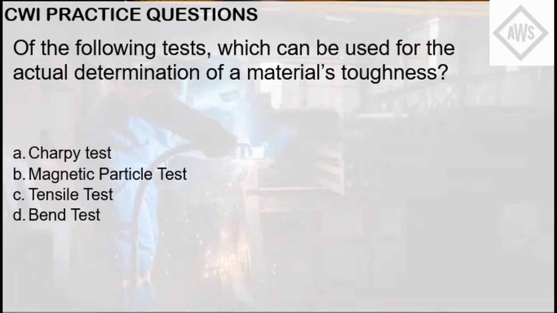So out of these choices, magnetic particle reveals the discontinuity of the welded metal, so that's not the answer. Tensile test reveals the strength of the base metal or the weld metal depending on what you conducted it on. Bend test actually reveals the soundness of the weld depending on the code or standard you are following. So the answer here is letter A, Charpy. Charpy is a type of impact test where you produce a notch on the metal, basically an intended discontinuity, and then you can measure its toughness after you conduct this impact test.